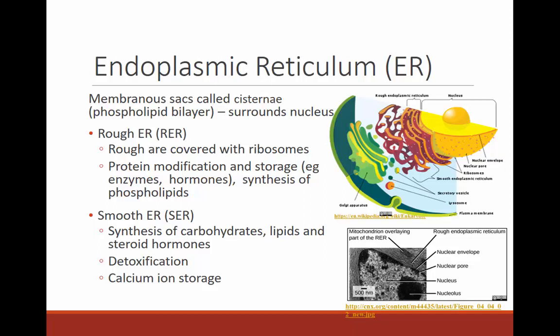Then the endoplasmic reticulum. These are quite pretty because they've got these membranous sacs and they surround the nucleus. You've got two different types. You've got the rough endoplasmic reticulum, or RER, and the smooth endoplasmic reticulum, or the SER. The rough is known as rough because it's covered in ribosomes. Okay, that's where you get protein modification and storage. Sometimes you can get synthesis of phospholipids as well.